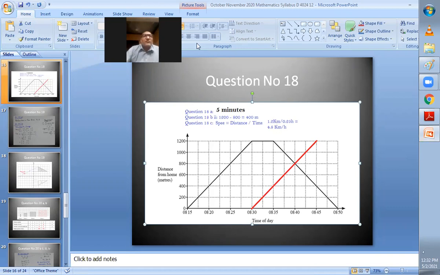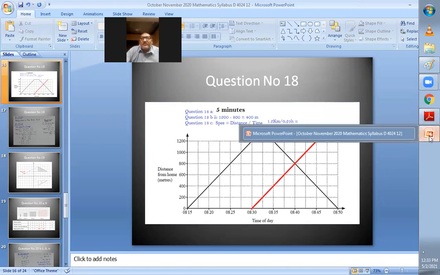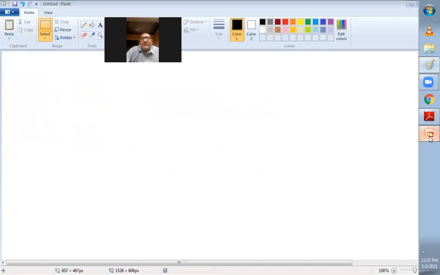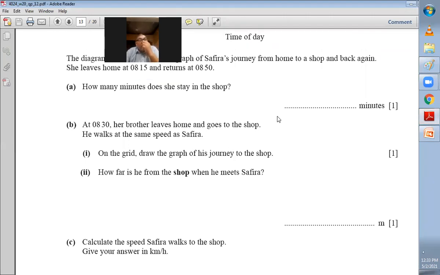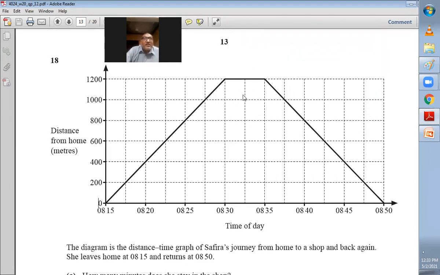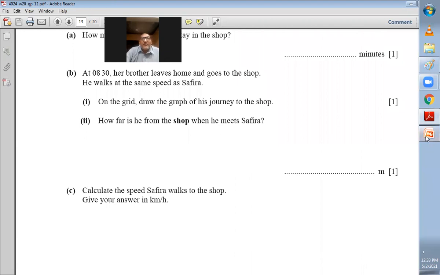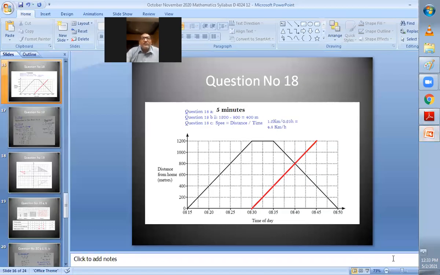So let me check the question again because I don't want to make any mistake. I have checked them with the question. He says, how many minutes does she stay in the shop? She can see from 8:30 to 8:35. She was in the shop, so that's 5 minutes. Okay, so it's good now.